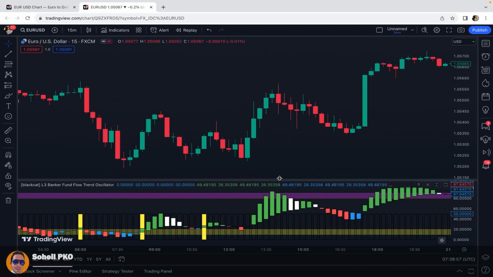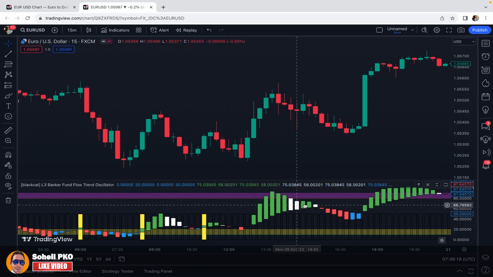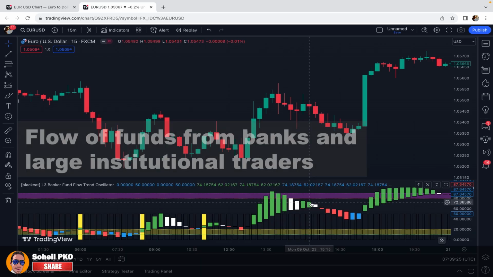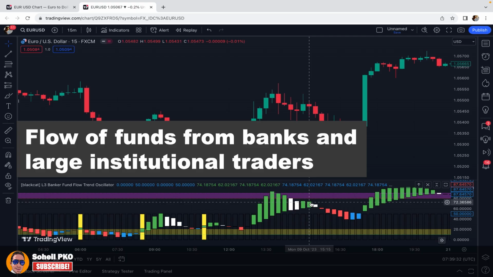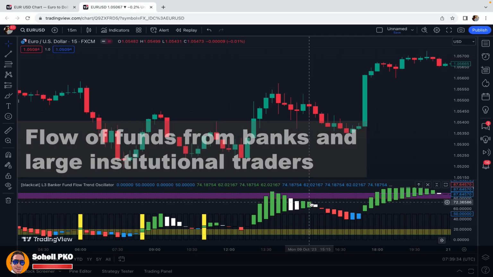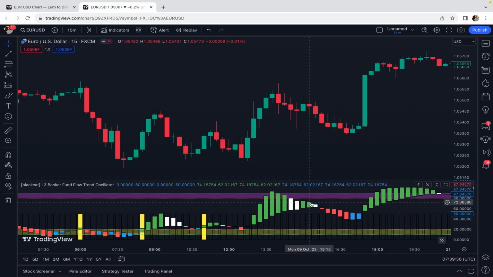Alright, this is the indicator, and as you can see, it's added here below the chart in the form of an oscillator. As the name indicates, this indicator shows flow of funds from banks and large institutional traders. These large funds can have different names depending on the market. For example, in Forex market, they are referred to as bank funds because banks are the big players in this market, or in cryptocurrency market, it's usually referred to as whales, which are the people or maybe institutional traders who have large capital in this market.